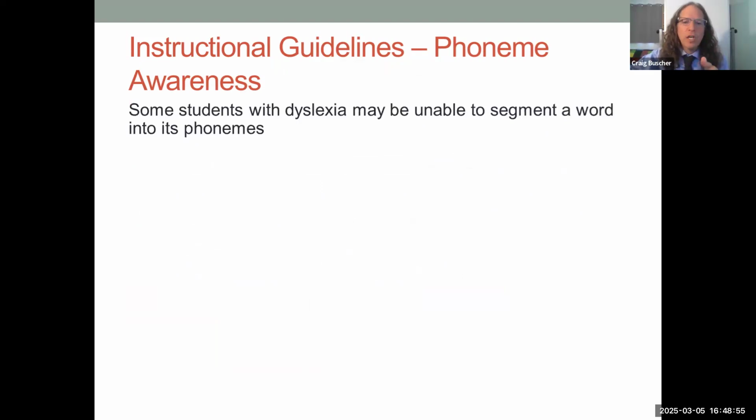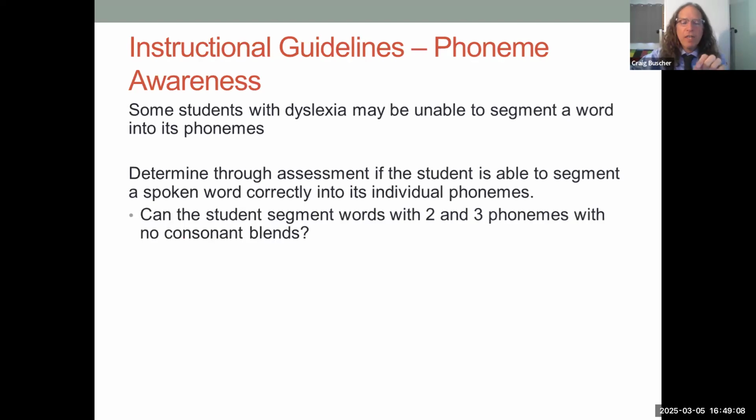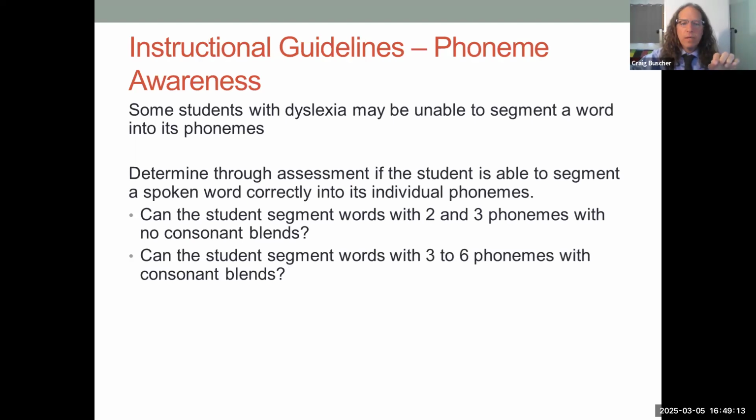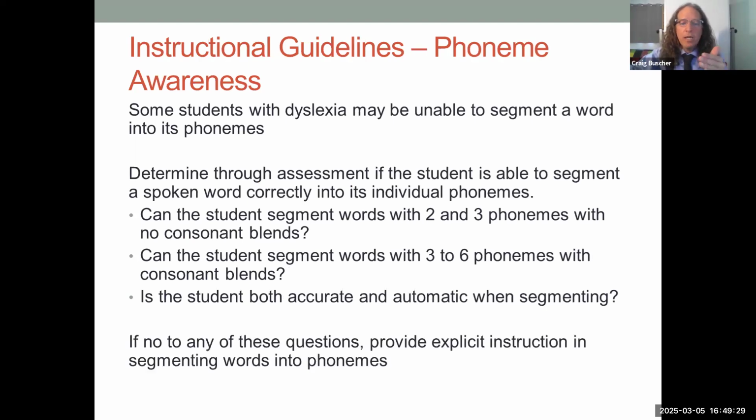So the next thing you want to know is, can they segment? It is possible that the child can blend, but they can't segment. So you're going to go through the same series of questions. If I give them a word with 2 or 3 sounds, can they tell me the sounds? And if yes, if I give them a word with 3 to 6 sounds with blends, can they tell me all the sounds there? And again, if you're not automatic, you can do it, but you're not automatic. So if the answer is no again, then you're going to give them explicit instruction in segmenting words into phonemes.